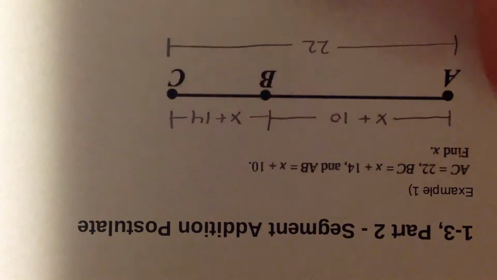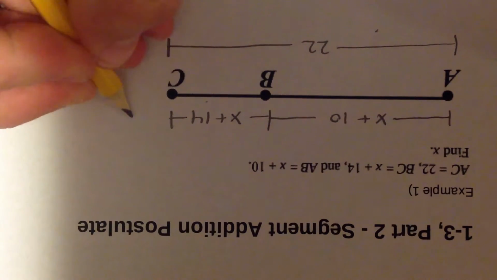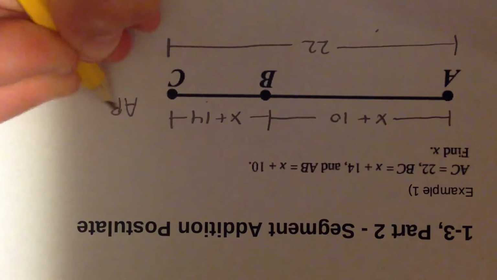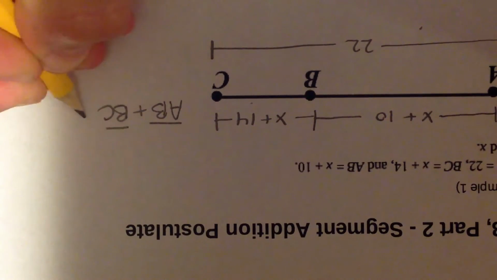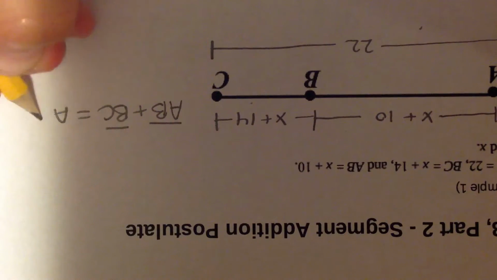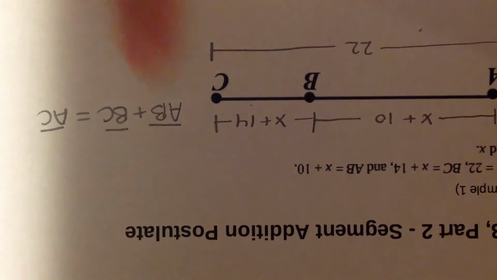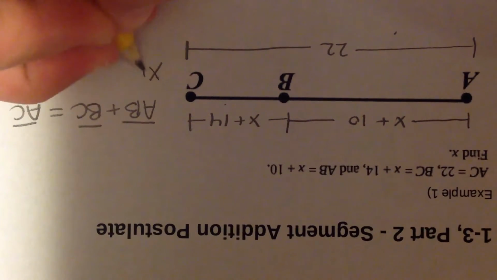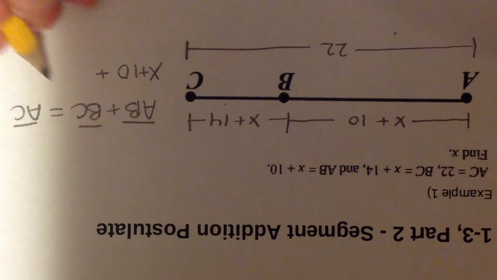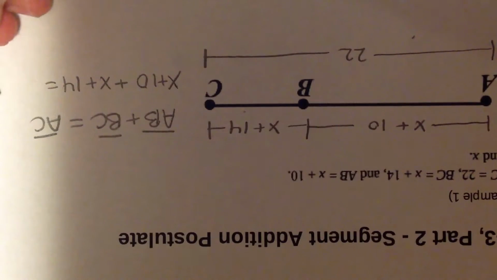Now, if I break this apart and say that small piece plus small piece equals whole piece, I would say that AB plus BC equals the entire segment, which is AC. Now let's substitute in each of these parts. So AB is x plus 10, plus BC, which is x plus 14, equals AC, which is, in this case, 22.